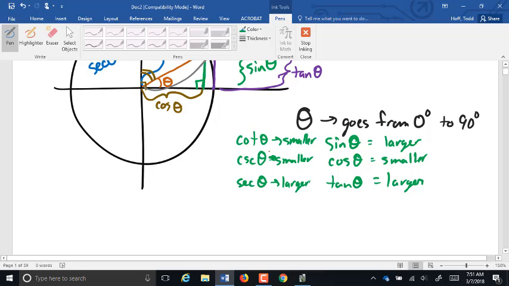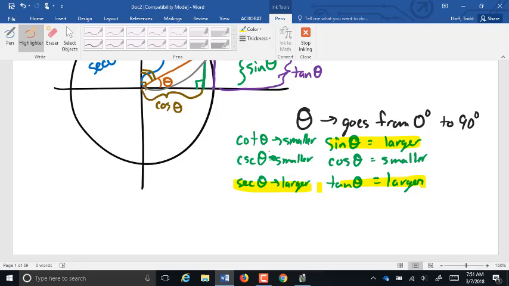So as our angle goes from 0 to 90, sine, tangent, and secant all get larger. Those are the main functions. The cofunctions, you can see cosine, cotangent, cosecant all get smaller because the complementary angle is getting smaller.